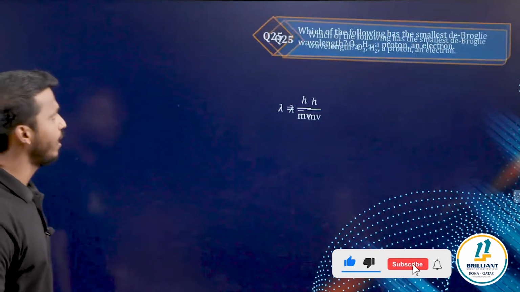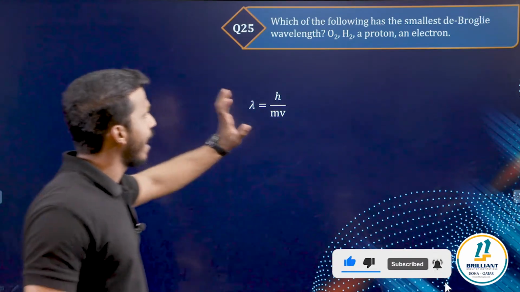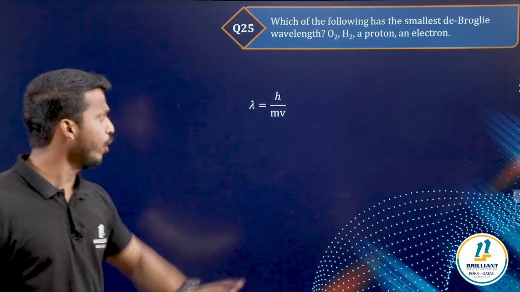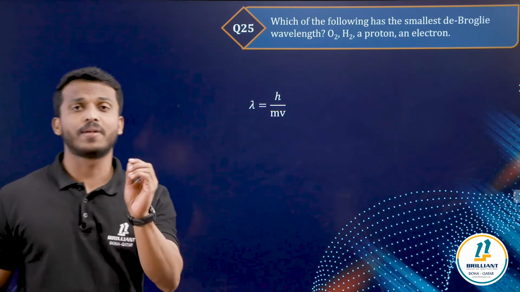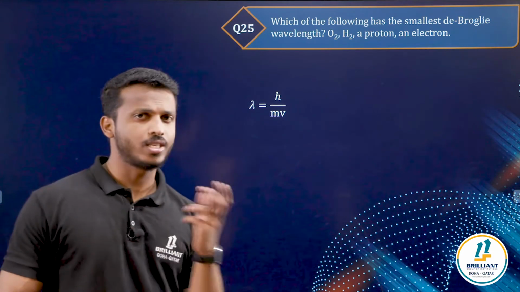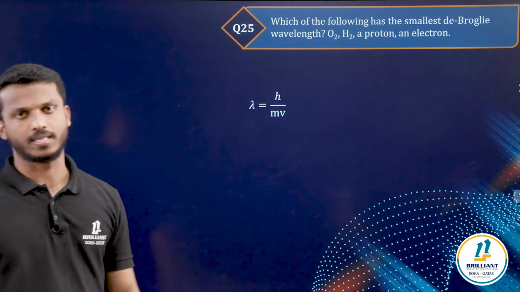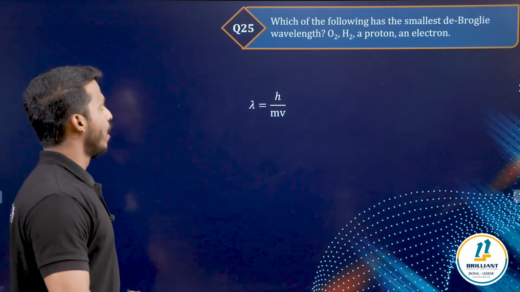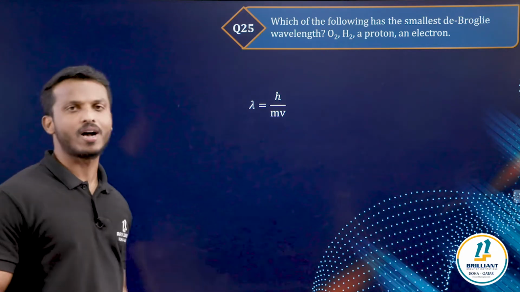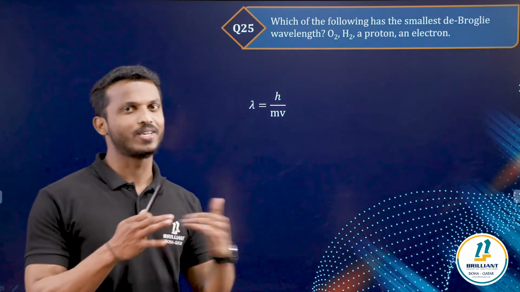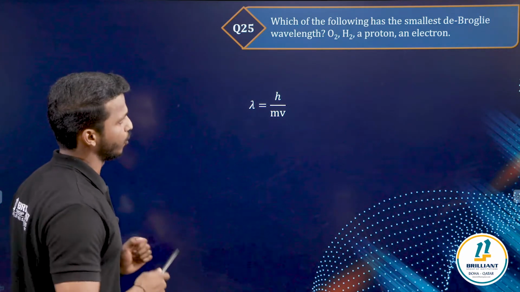Question number 25, dear all. Which of the following has the smallest de-Broglie wavelength? You know, what is the de-Broglie equation? Lambda equal to h by mv. h is a constant, v is the velocity. The only changing one is what? Mass. What is the relation between wavelength and mass, dear all? The higher the mass, the lower the wavelength, because they are inversely proportional, right?